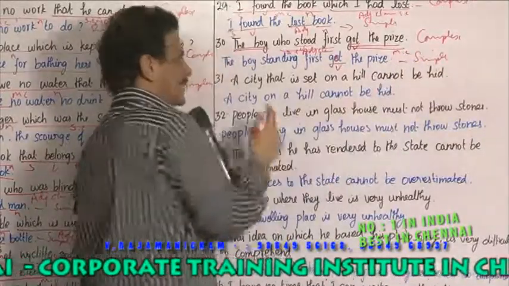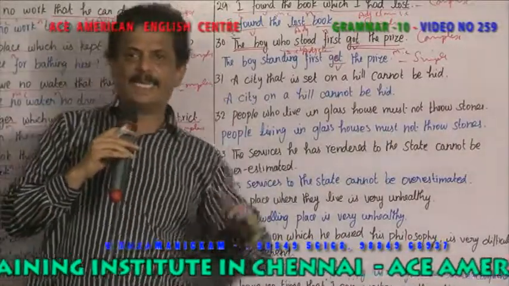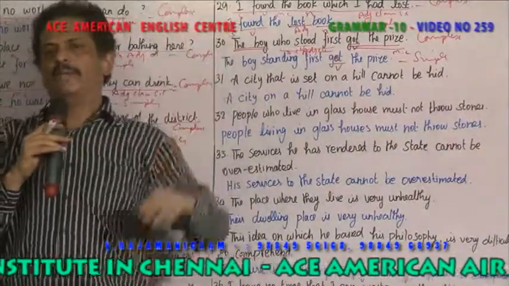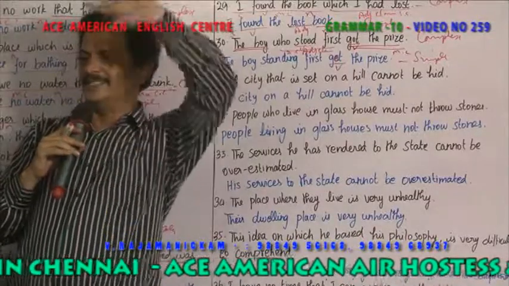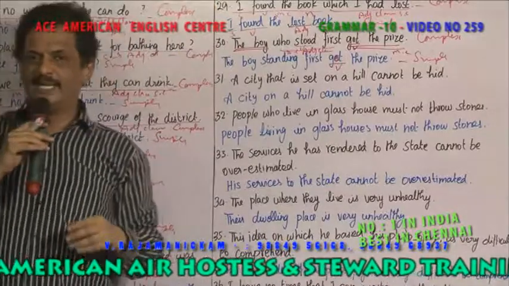Anybody next? "A city that is set on a hill cannot be hid." What does "a city that is set on a hill cannot be hid" mean? A city is on the top of the hill. Nobody can hide the city. It is clearly viewed. Everybody can see the city.